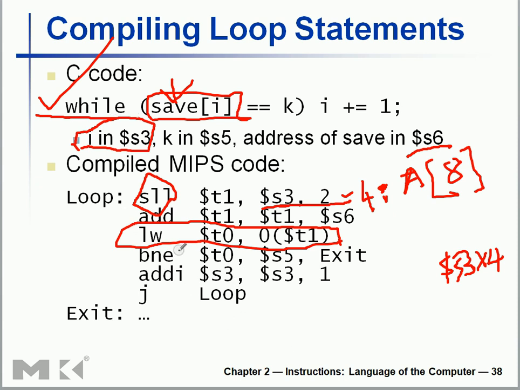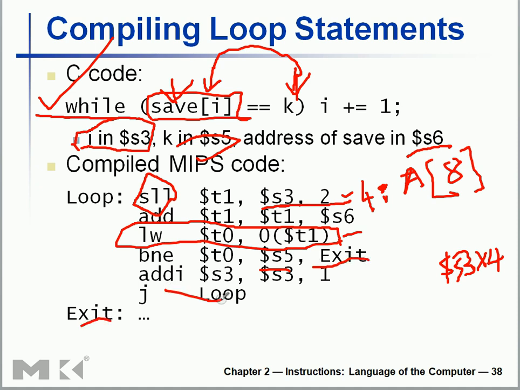And then how will you do while? While says if this value and this value are not equal, then stop. That's the new language I taught you in the last slide, right? If this value and this value are not equal, then stop. So that's exactly what we did here. T0 is the loaded value which I loaded. T1 is the addition of 4i to the base address S6. So this is how you get save[i]. It will work for any array. And S5 is k. k is in S5. So if these two are not equal, then go to exit.